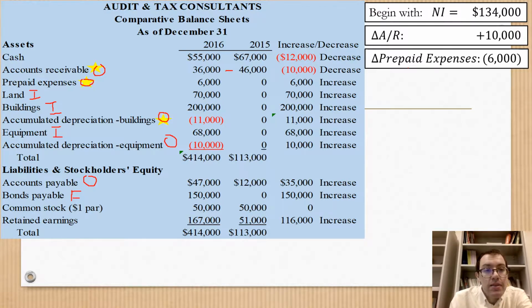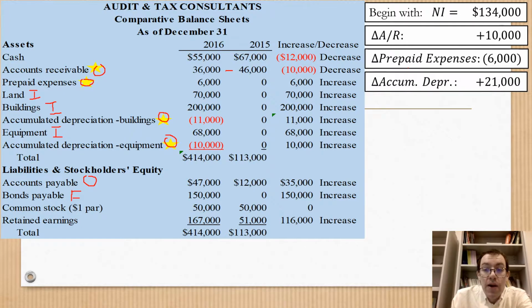Alright, the buildings, you have depreciation of $11,000. I can see that because you started at 0 and ended at 11 for the accumulated depreciation. And then for the equipment, you have $10,000, so 11 plus 10, $21,000 of depreciation expense. Now, that is a real expense that's going to knock your net income down, but there's no cash flow with that, right? Depreciation, there's no cash flow. So you better add that back.